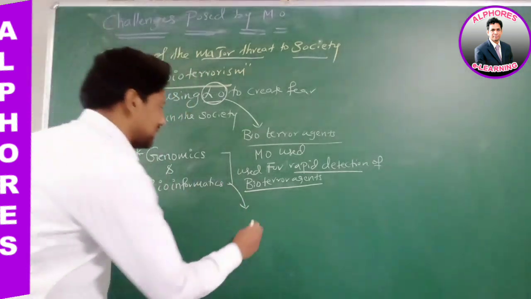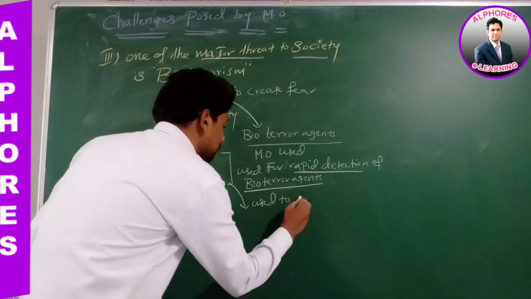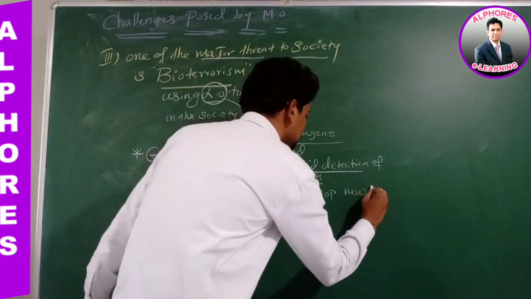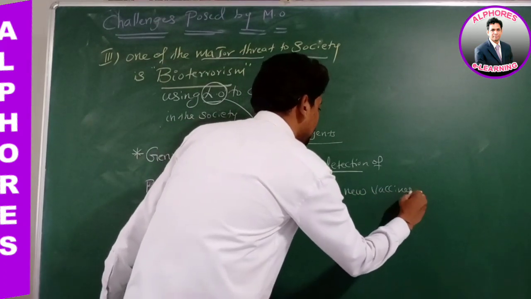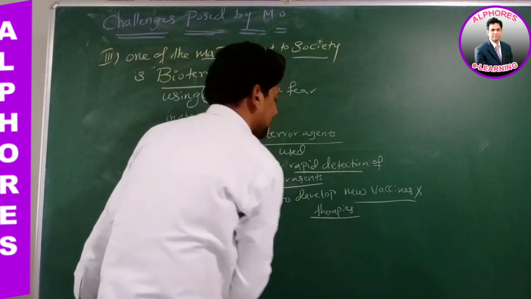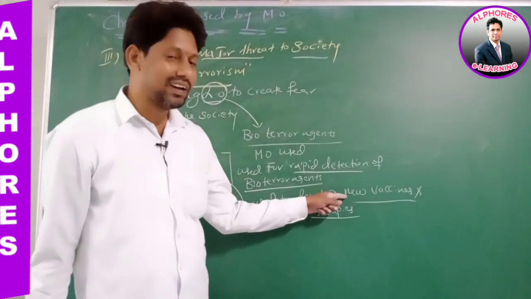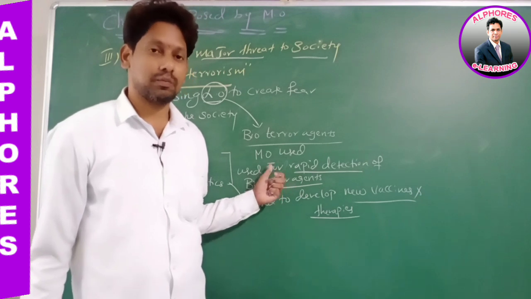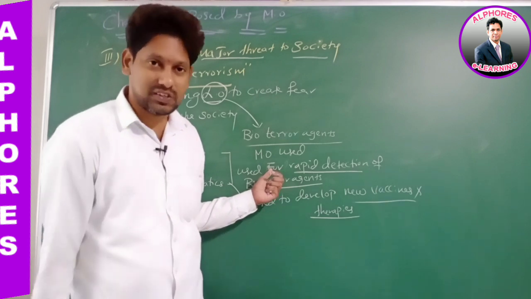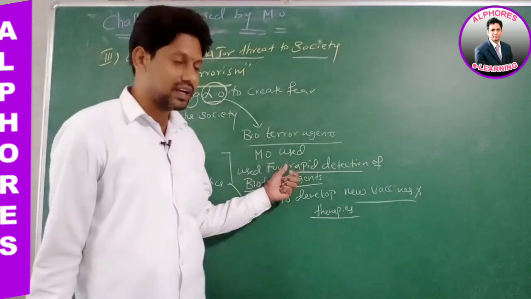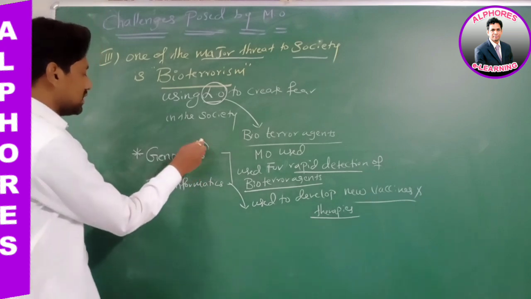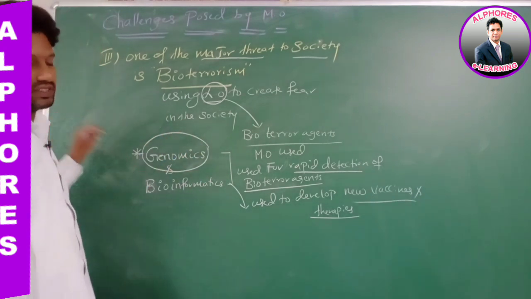Genomics and bioinformatics, right, are used to develop new vaccines and therapies. New vaccines and what, sir? Therapies. A vaccine can be developed if the agent which is responsible for bioterrorism is known. Yes or no? Therefore the bioterror agent should be detected first. For rapid detection of that bioterror agent, which branches are used, sir? Genomics and bioinformatics are used. Sir, what is the meaning of genomics?